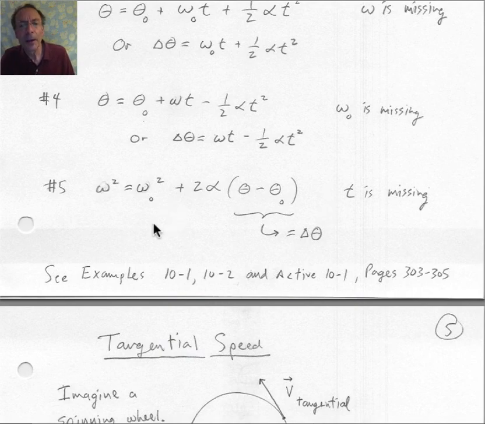Okay, now, right here I'm seeing something pretty important. I do need you to open the book and look at these examples. Example 10-1, example 10-2, and active example 10-1. And here are the page numbers.